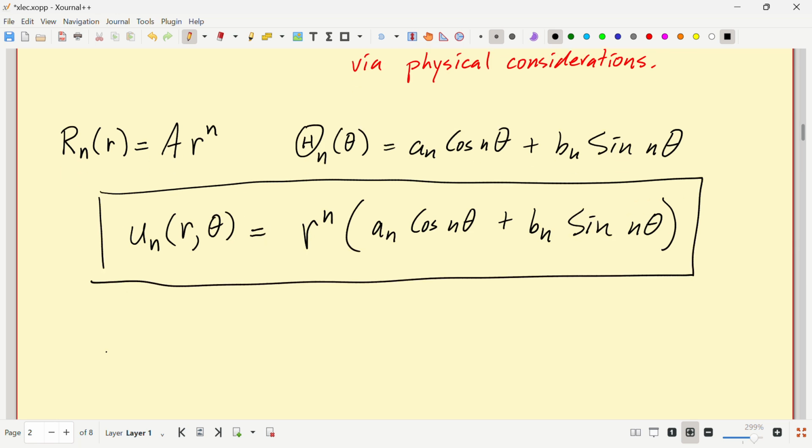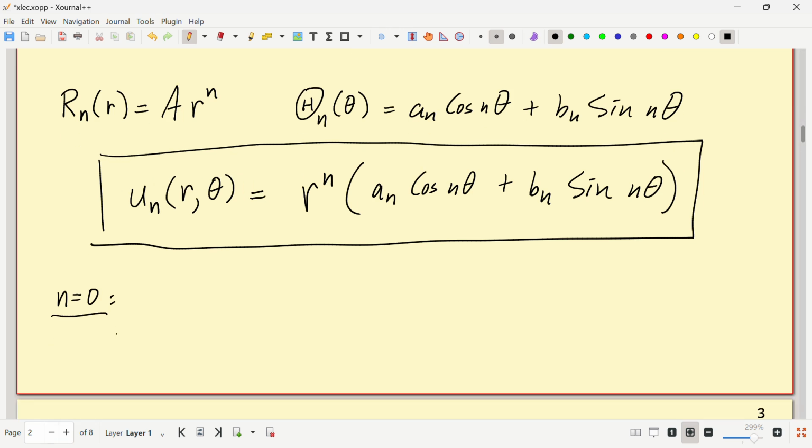Okay, and let's see, the n equals 0 case. You would get only one solution. That was p squared equals 0. So that way I only get the constant solution. Get the power is equal to 0. One solution, r to the 0, is the function 1.